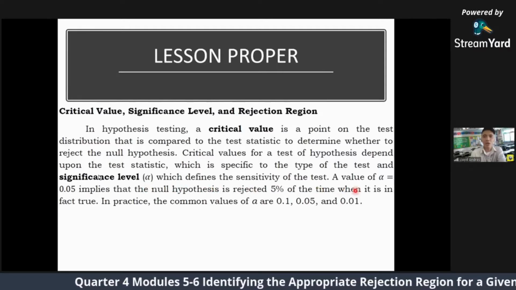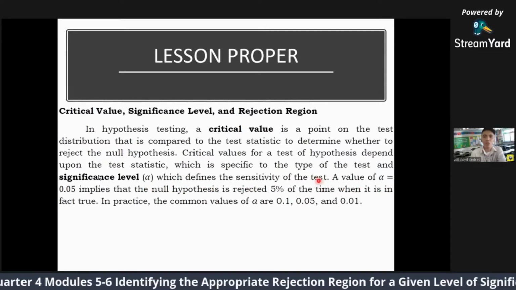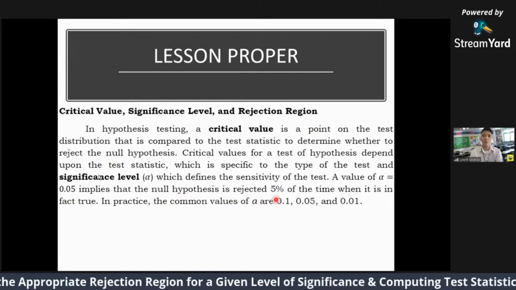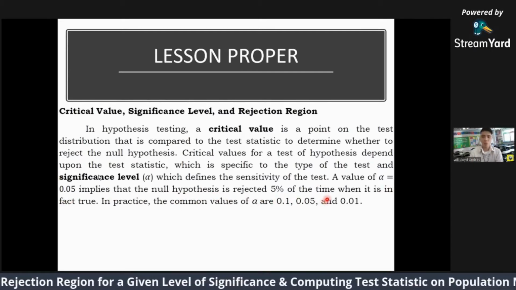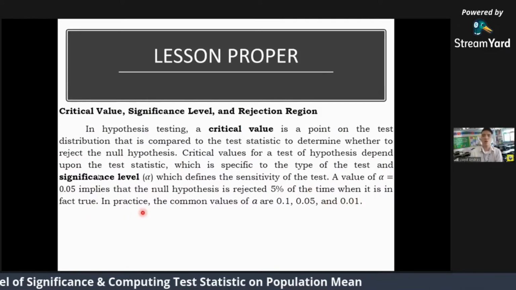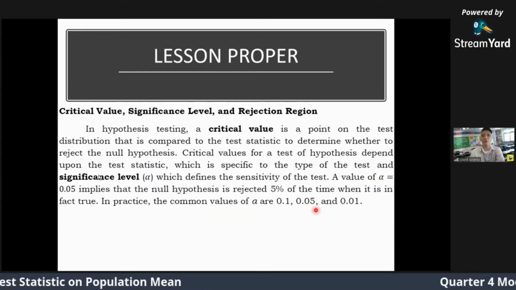A value of alpha equivalent to 0.05 implies that the null hypothesis is rejected 5% of the time when it is in fact true. In practice, the common values of alpha are 0.1, 0.05, and 0.01.